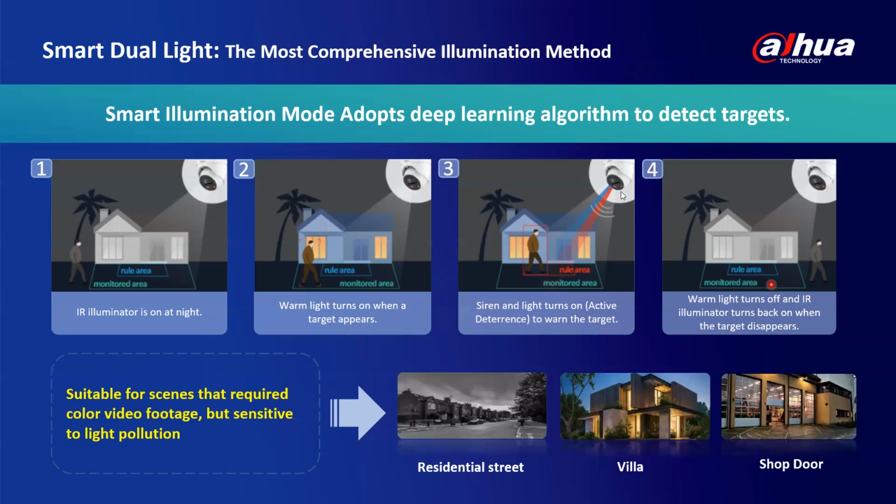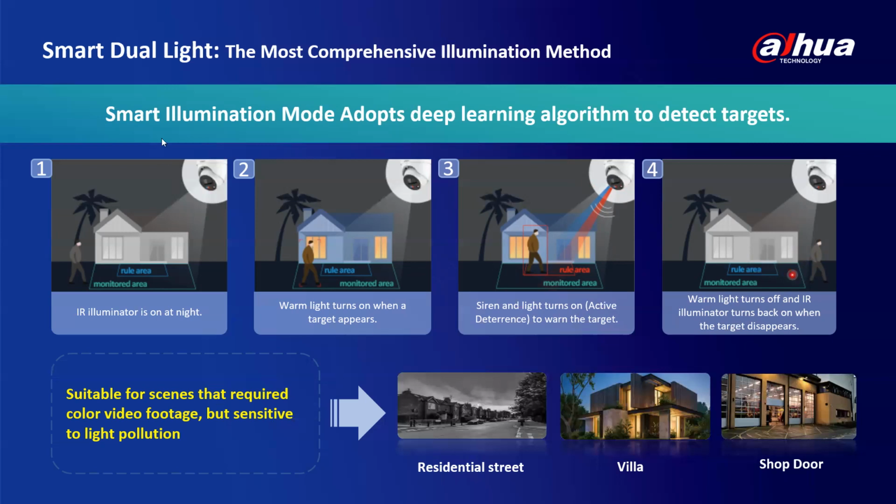Then the minute the intruder walks away from the monitoring area or the rule area, the camera now switches back intelligently from the white light or the warm light to the IR light again. So it keeps on switching between the three. The event is when the intruder gets to this monitoring area, and the active deterrent is when the intruder gets into the rule area that you can see here.